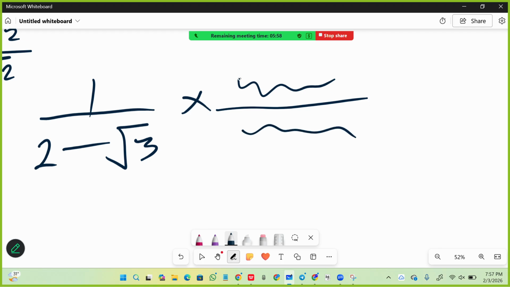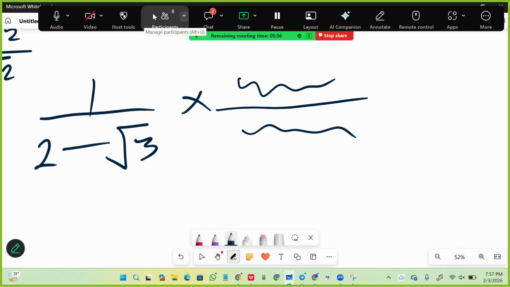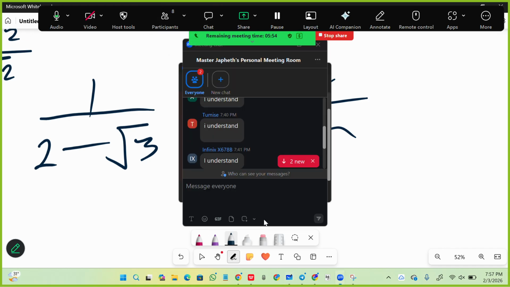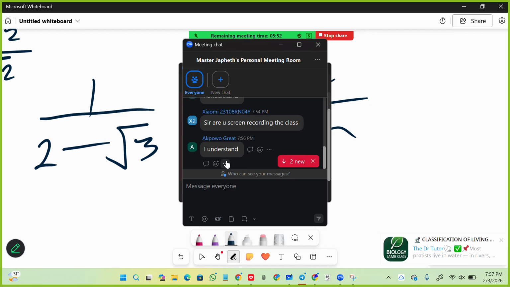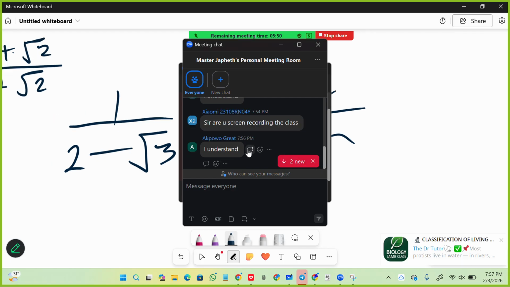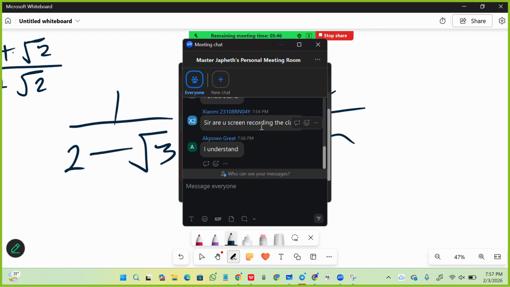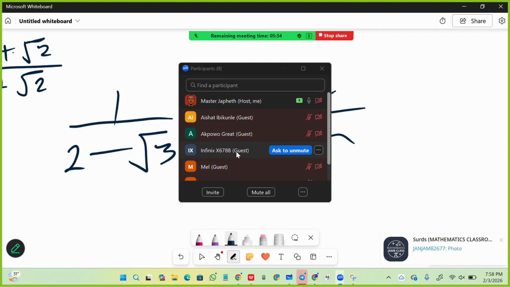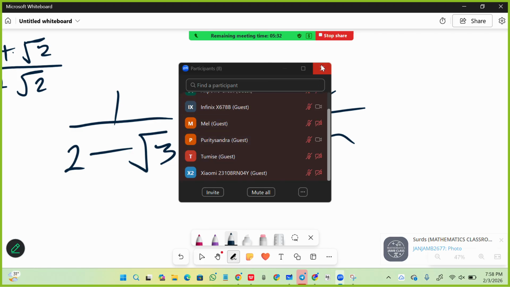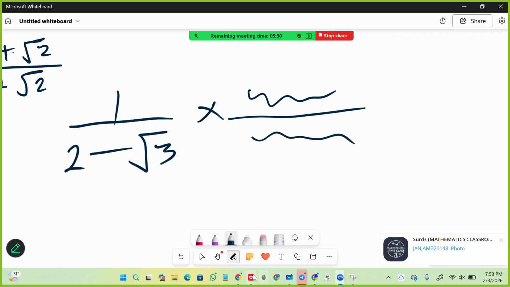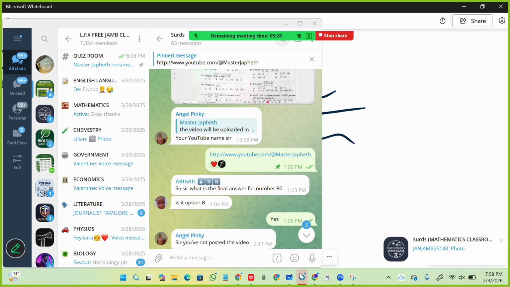Please snap, everybody, please. There are 9 people in this class and only few are active. I'm watching you. 40 people in the group, only 9 are in the call. Okay. I'm screen recording the class, but I advise you to also screen record the class. Yes, somebody has sent a picture. It means somebody is following. Who's that?